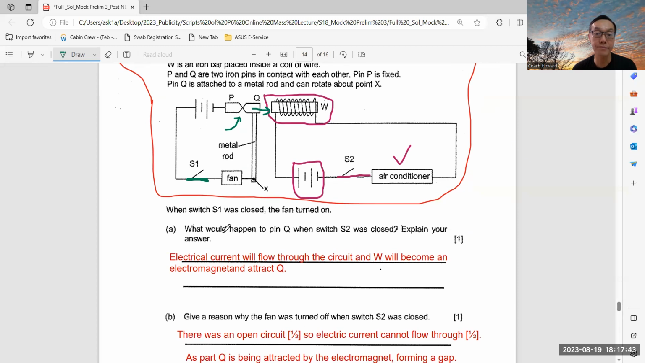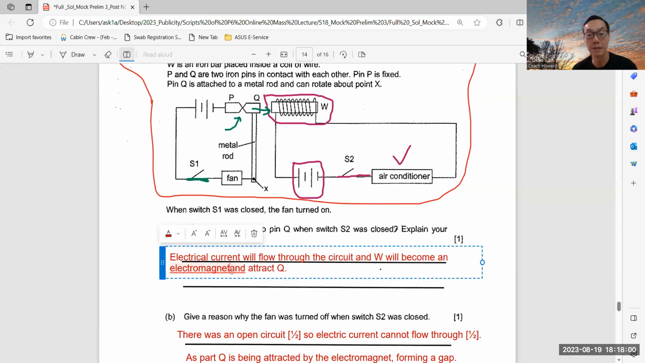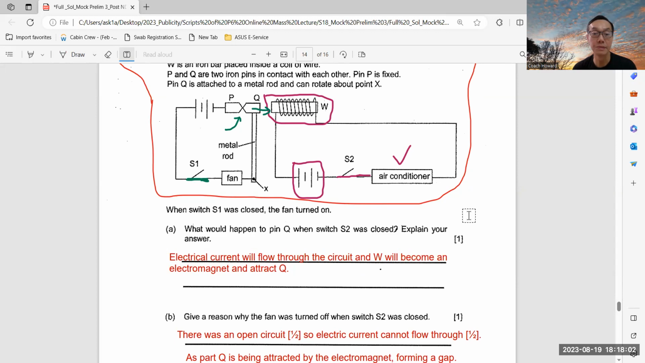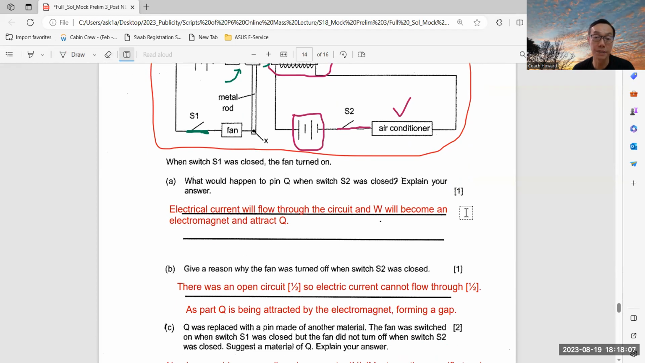So this part, what will happen to pin Q when S2 was closed? So actually S2 was closed. You just say electric current will flow through the circuit and W will become an electromagnet and attract Q. This part, spacing, and attract Q. Okay, give a reason why the fan was not turned on when S2 was closed, which I just explained earlier. There was an open circuit, so electric current cannot flow through as part Q is being attracted by the electromagnet, forming a gap. Okay, this part.